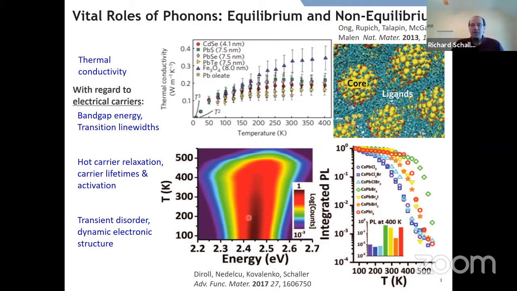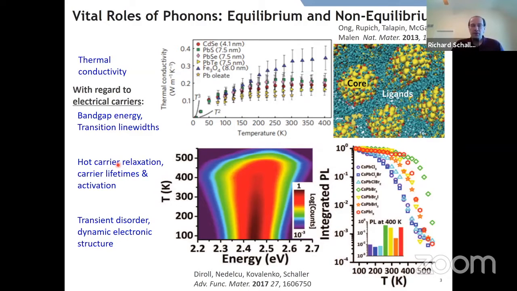Changes transition line widths. So you may have already been seeing some of the data where people go to low temperatures and you see narrower line widths. As you have less and less phonon involvement in the transitions, they become narrower. But also, phonons are involved if you have a 2 electron volt material and you photoexcite it with a 3 electron volt photon. The carriers that you initially created are going to cool to the band gap, and that's going to create phonons directly. And how quickly you can generate phonons affects how long these carriers can be hot.